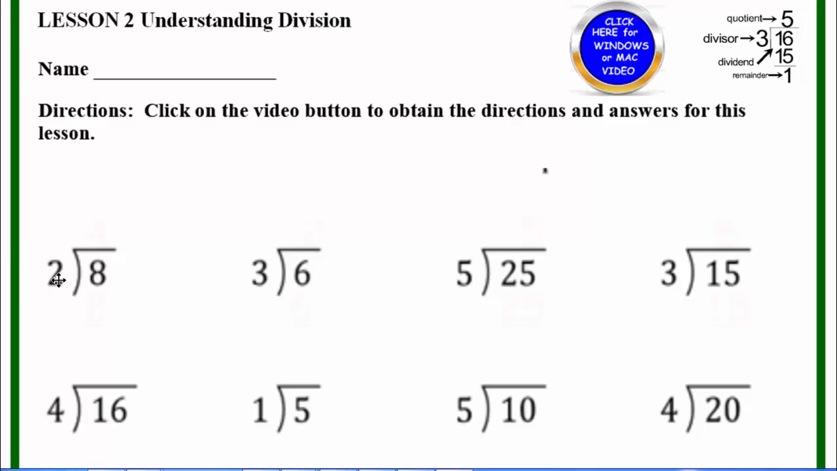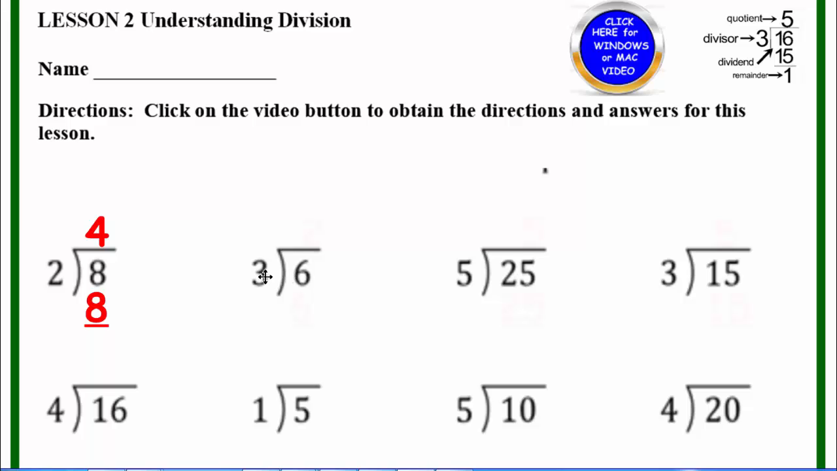Okay, here is the divisor, and remember this is the dividend. 2 goes into 8 how many times? 4 times. 2 times 4 is 8. Now remember this, how many groups are in 8? There are going to be 4 groups of 2.